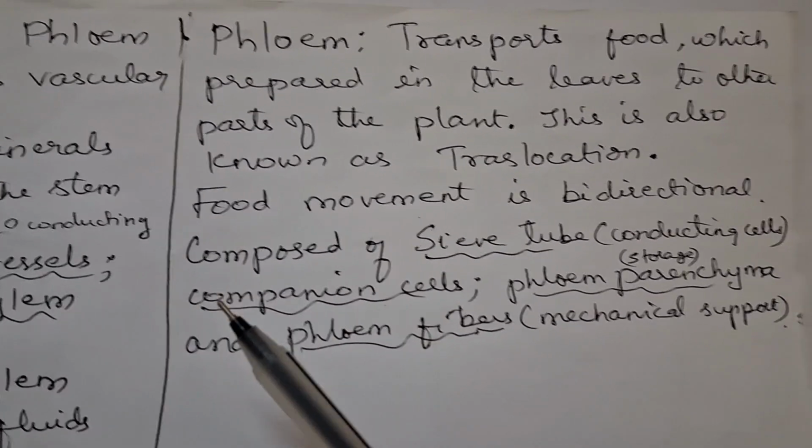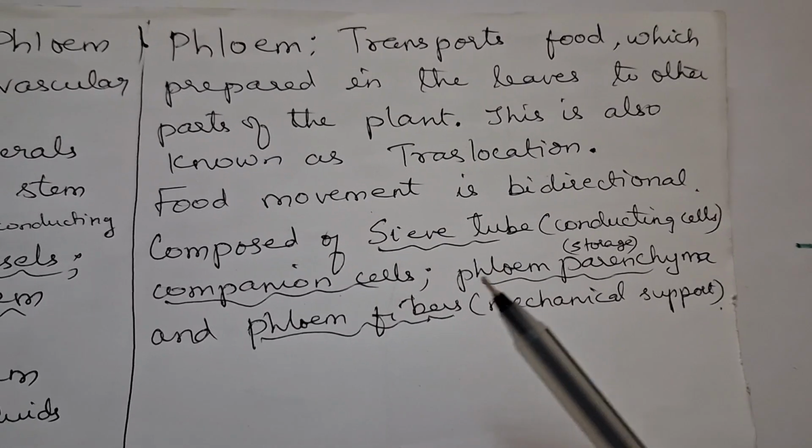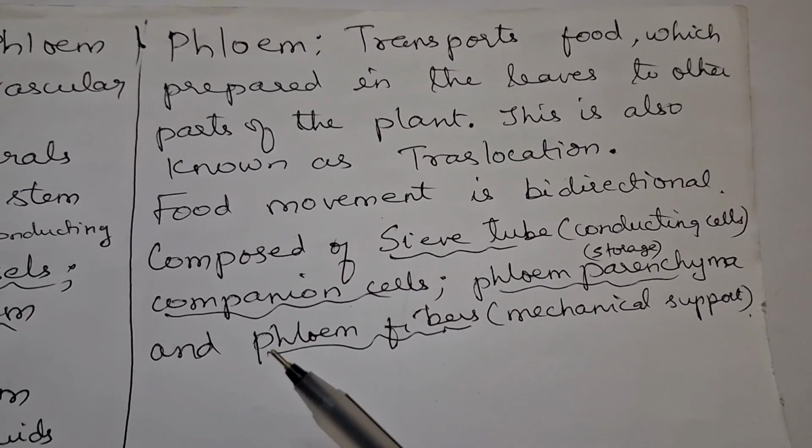Then what are they composed of? Composed of sieve tubes, companion cells, phloem parenchyma and phloem fibers.